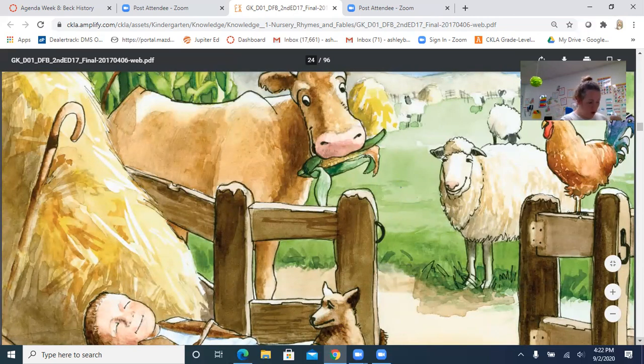Now, turn to whoever you're working with and tell me one thing that Little Bo Peep and Little Boy Blue have in common or the same. We kind of already answered that question, but go ahead and tell whoever you're working with.